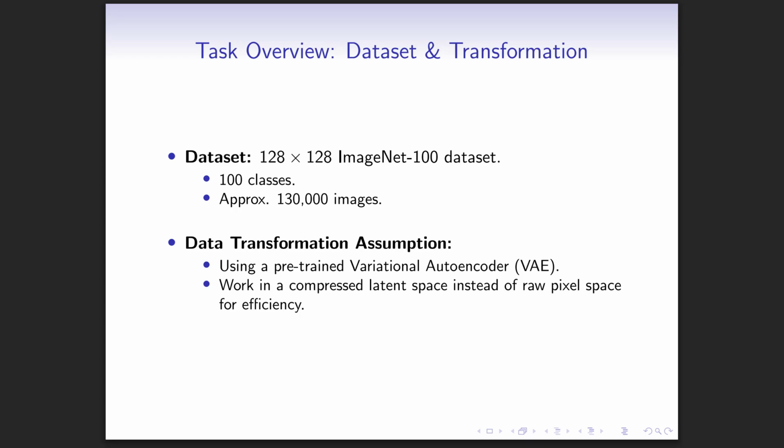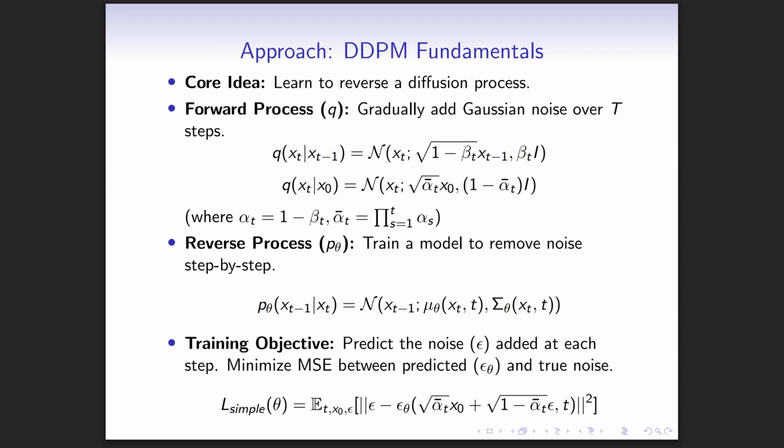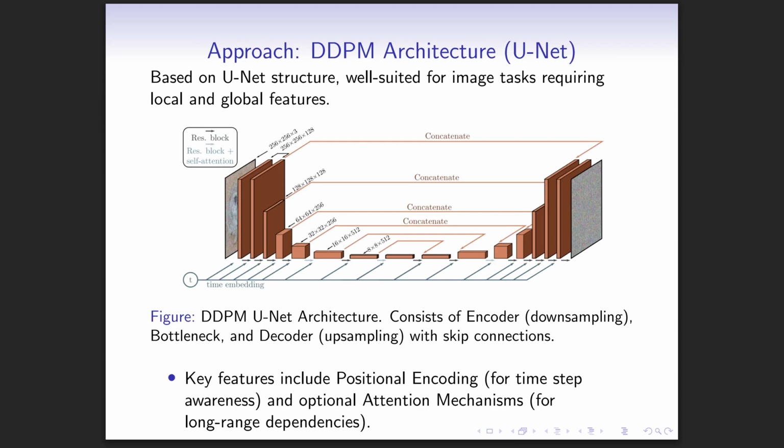We use the ImageNet 100 dataset, 130,000 images of 128 times 128 pixels across 100 classes. And crucially, we assume the use of a pretrained VAE. Our approach starts with DDPM: gradually noise an image, then train a UNet model to reverse the process step by step, predicting the noise. As you can see, that's the basic structure of the UNet.